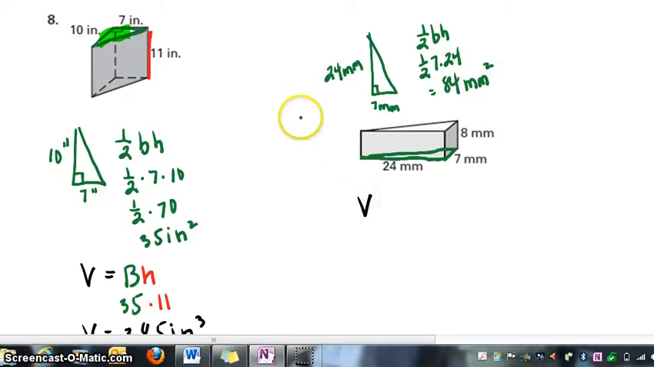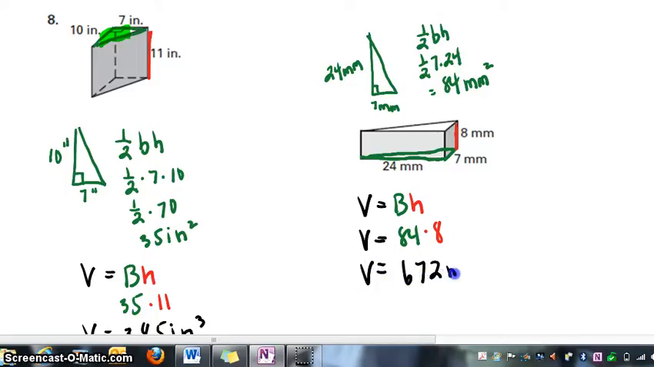Now we're going to find the volume of the prism, which again, area of the base times the height, and we can see the dimension that we haven't used, and it's the distance between those two bases, and that's 8 meters. Excuse me, millimeters. So volume equals 84 times 8, and let's see what that is. 84 times 8, and that's 672 millimeters cubed.